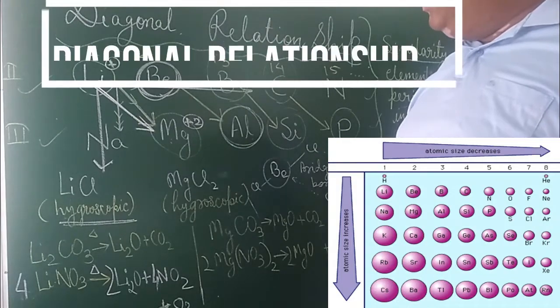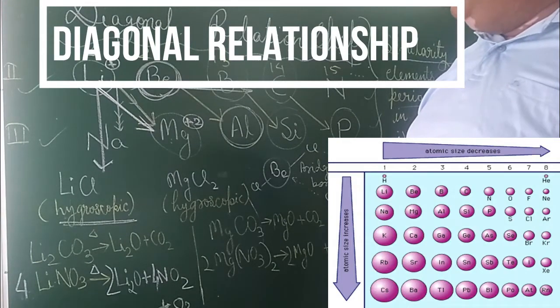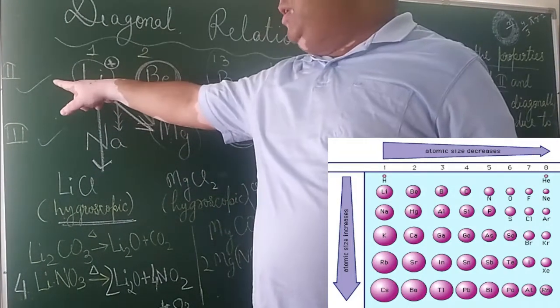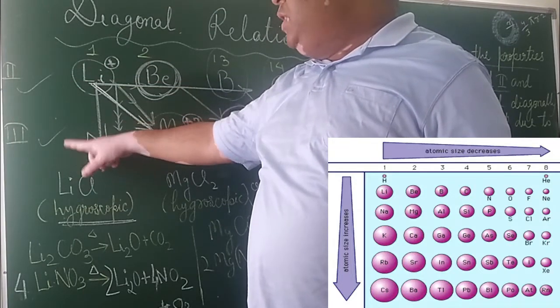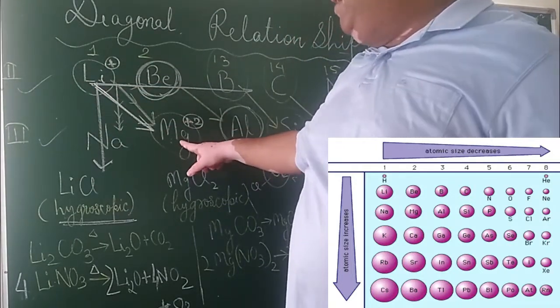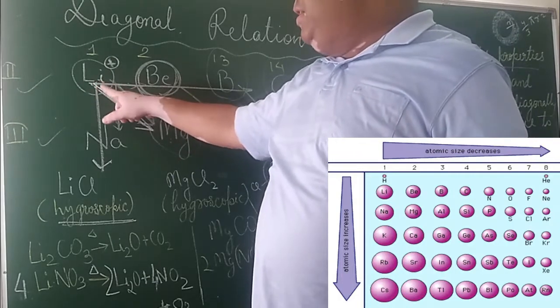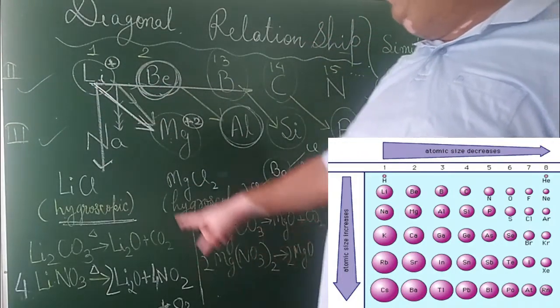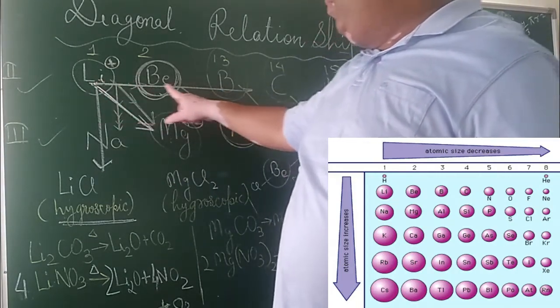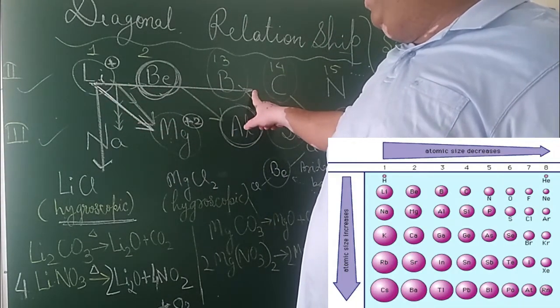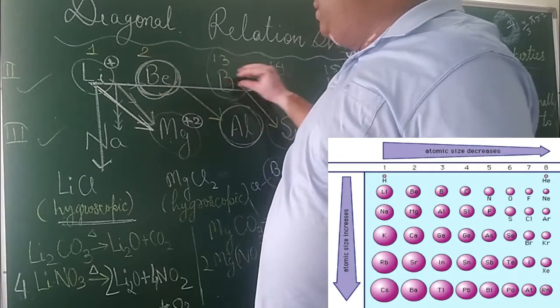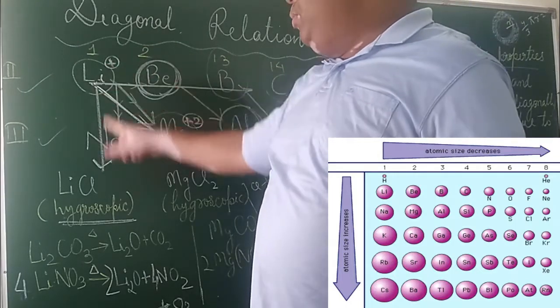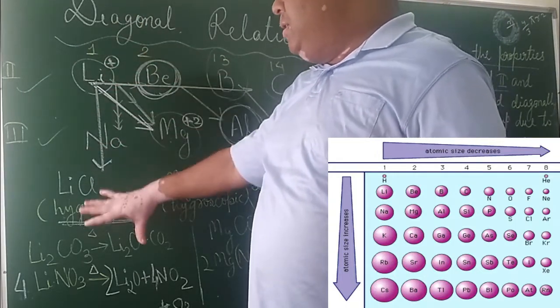The diagonal relationship is the relationship between the elements of period 2 and period 3 which are diagonally positioned, that means next to the previous group. As we know, when we go from left to right in the periodic table, atomic radius decreases, and when we go from top to bottom, atomic radius increases.